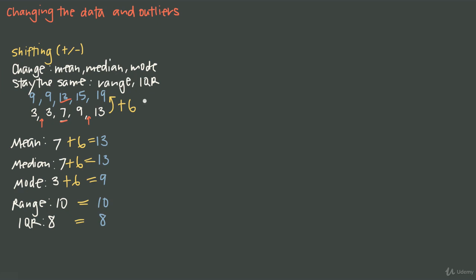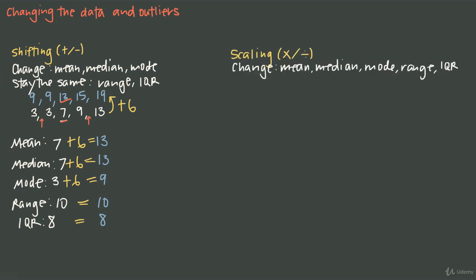Now, what about if we multiply or divide our data set by some constant value? So here we added 6, but what if, for example, we multiplied everything by 2? Well, this time I'll give you the punchline up front. This is called scaling, when we multiply or divide by a constant. And when we do that, we're going to get all 5 measures, mean, median, and mode, and range and IQR, to change by that same constant value.